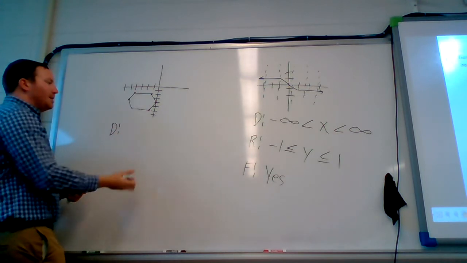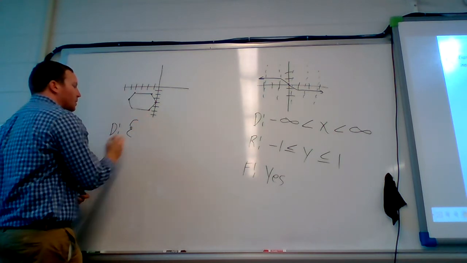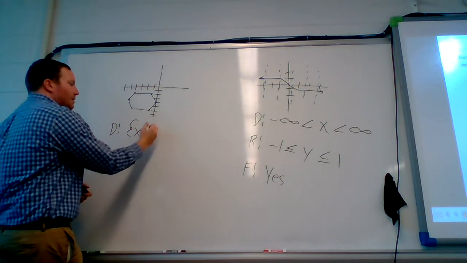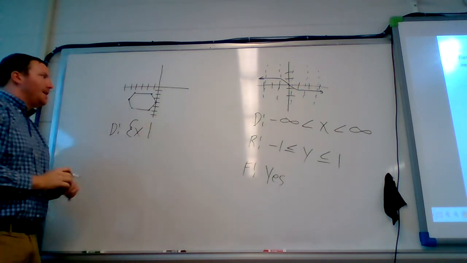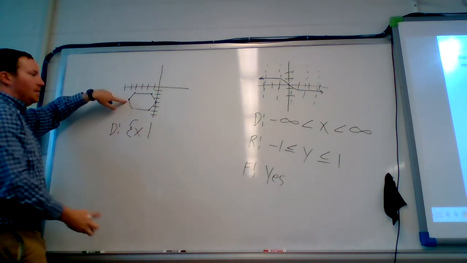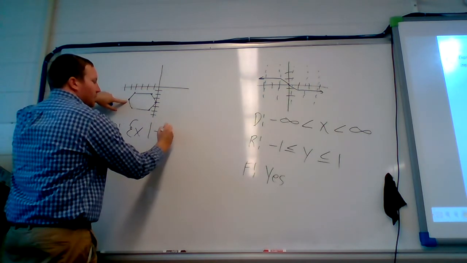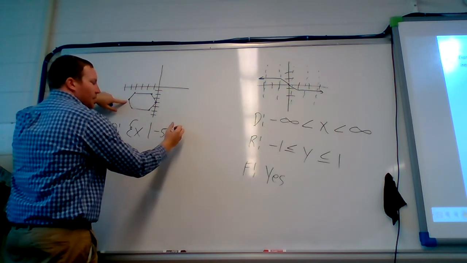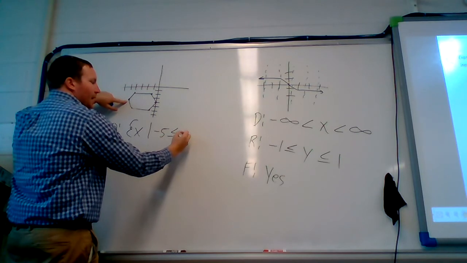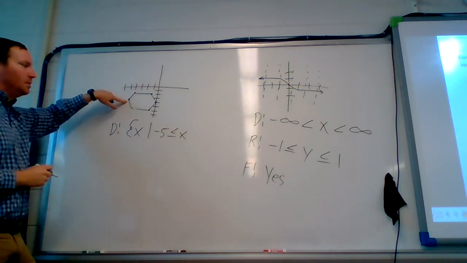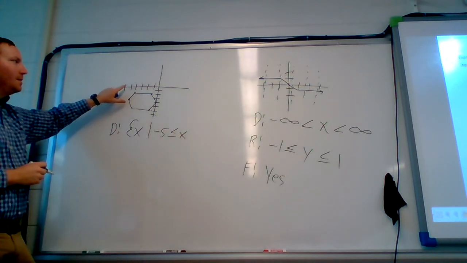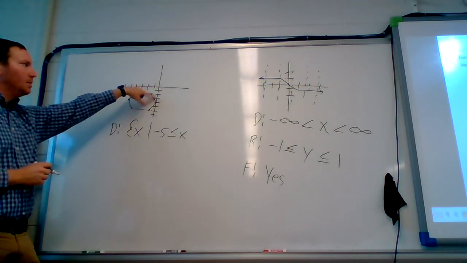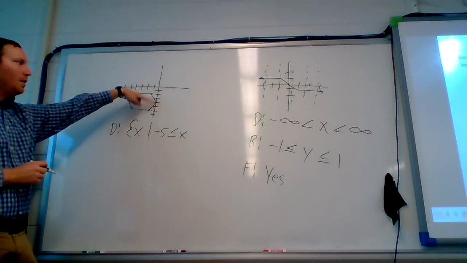I'm going to write this one in set notation, just so we can see it again. This is all of our x such that -5 is less than or equal to x. How far to the right do we go? What is it if we're on our y-axis?